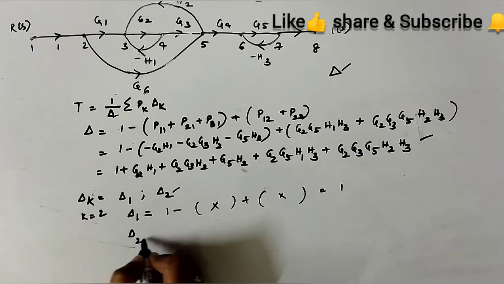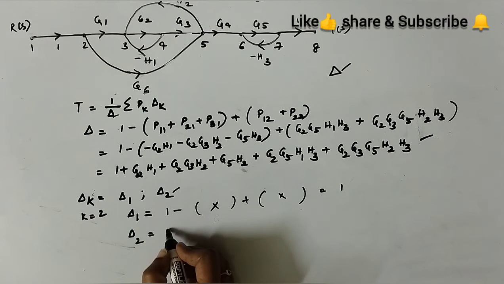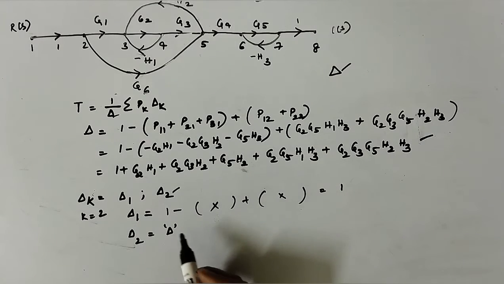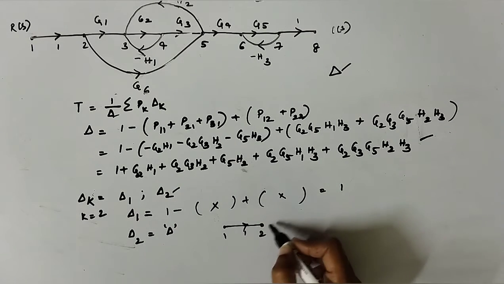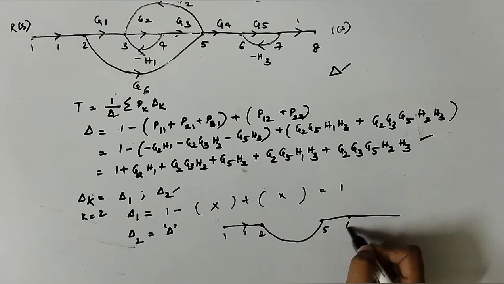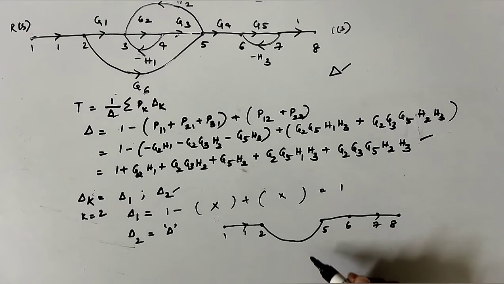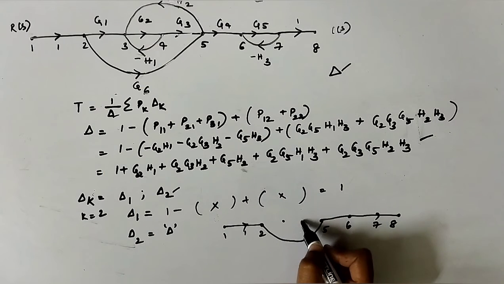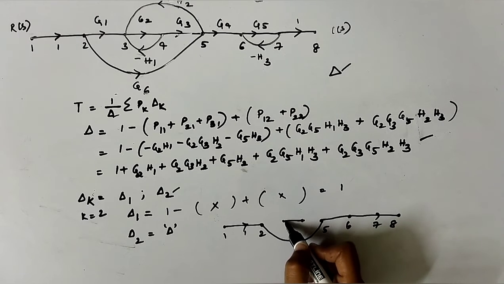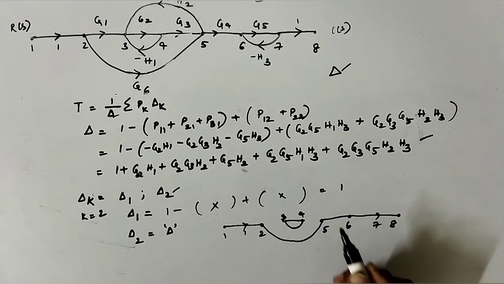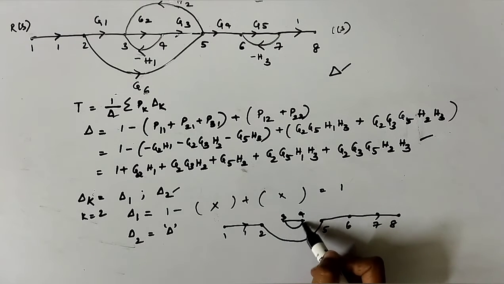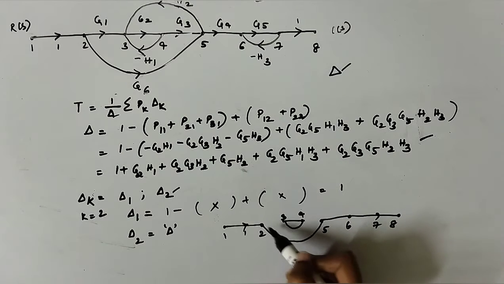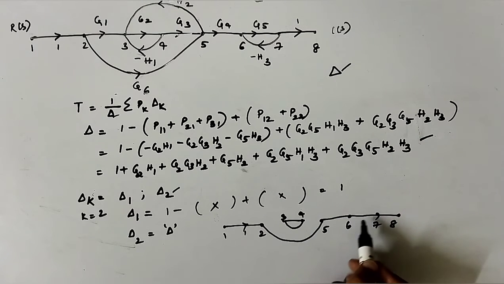Delta 2. You are supposed to find out delta for the part of the graph which is not touching the forward path 2. This is the path. Here if you can see, between 2 and 5 there is a part of the graph that is between 3 and 4. But it's not between 3 and 5 because anyhow it's touching the node 5. So this whole part of the graph is not touching this forward path 2.